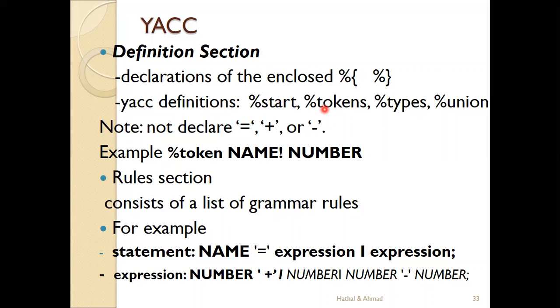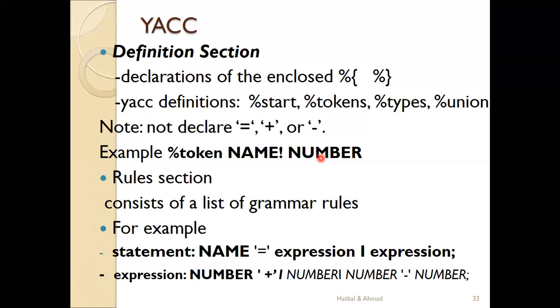Make a note that the operators, the plus, the minus, and the assignment operators, need not be declared in the definition section. The percentage token in the example indicates that the name and number tokens are generated by the lexical analyzer. So these tokens are generated on the request of the Yacc parser.